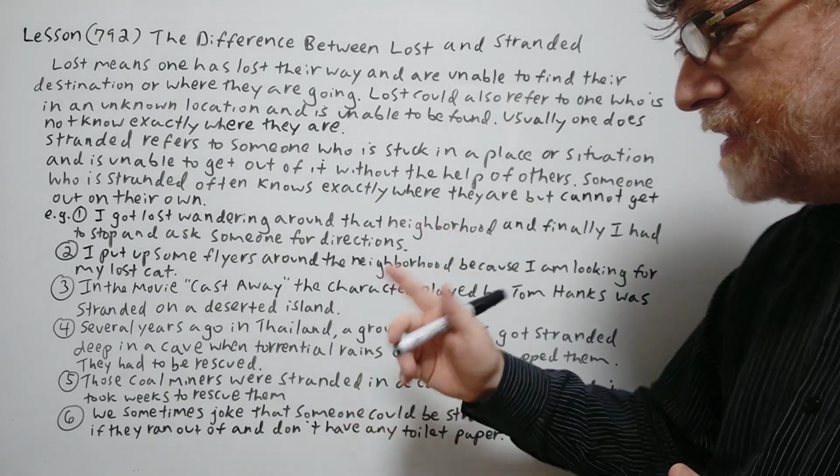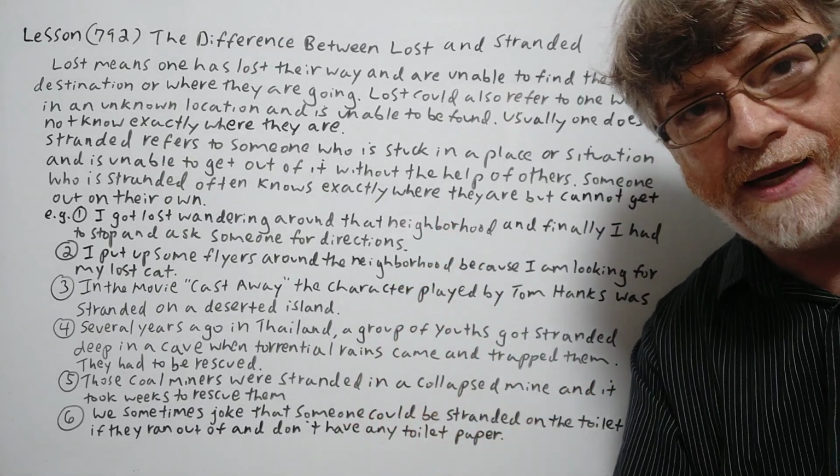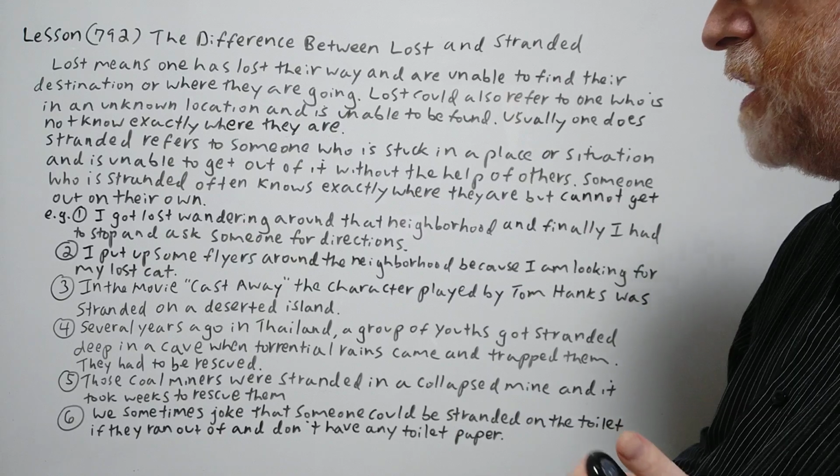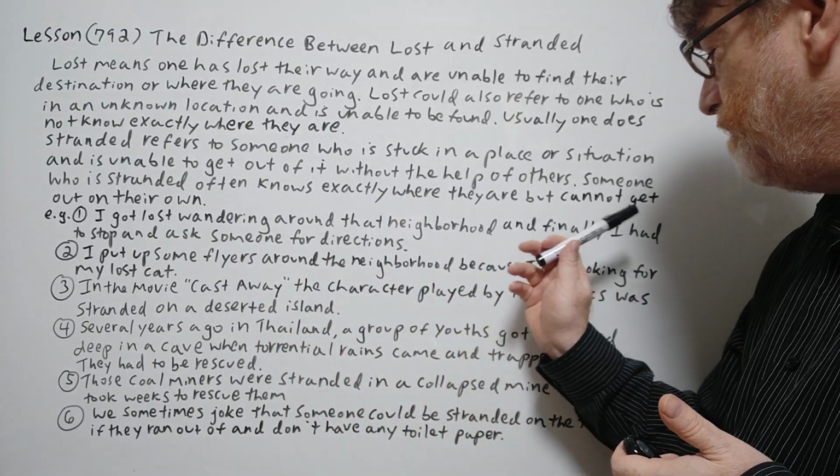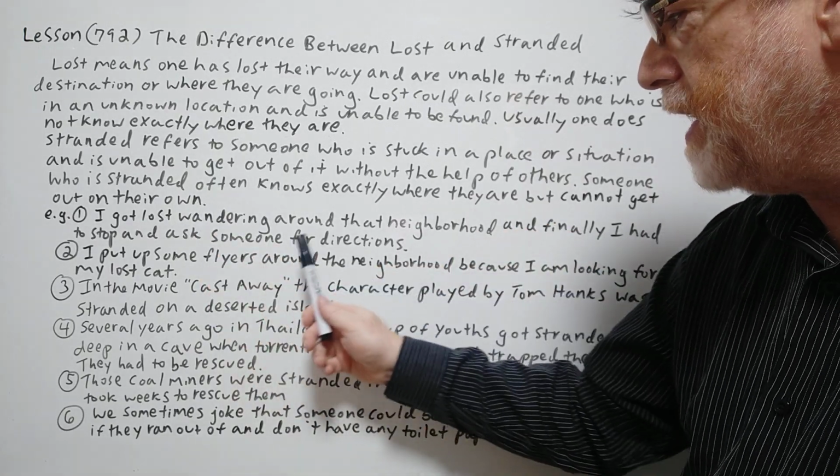All right, and we got 6 examples here that will give you a better idea of how we use this. Here's the first one. I got lost wandering around that neighborhood, and I had to stop and ask someone for directions.